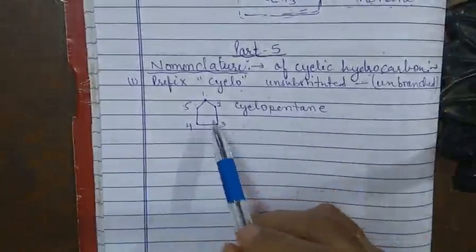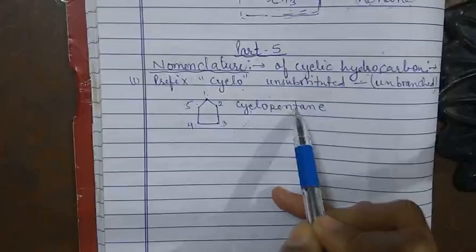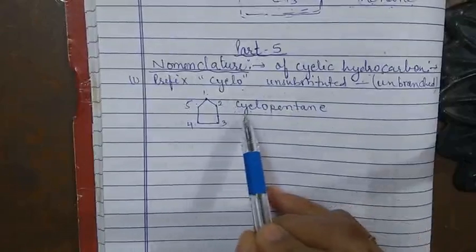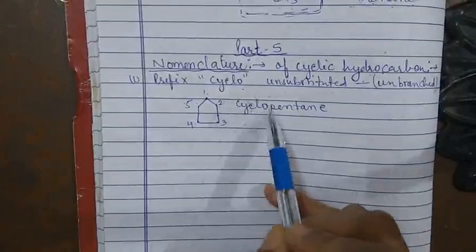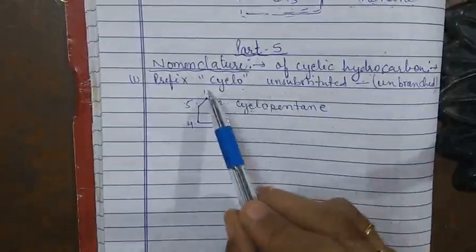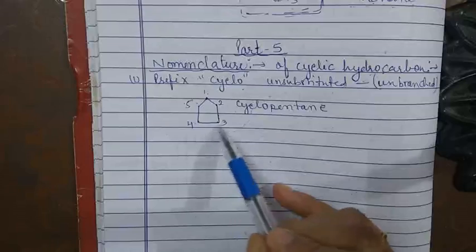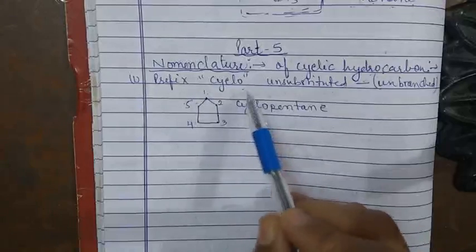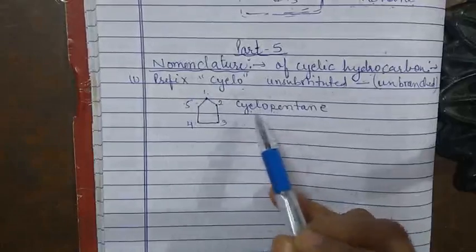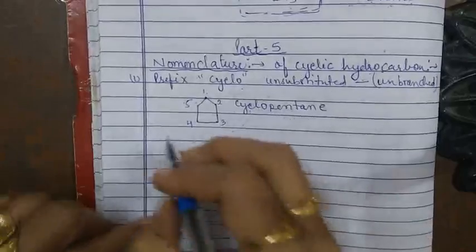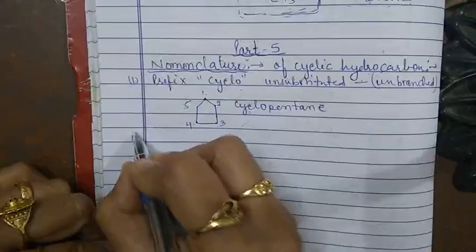So its name is cyclopentane. The term cyclo represents the cyclic structure because it is in the form of a ring, in the form of a cycle. So its name is cyclopentane.